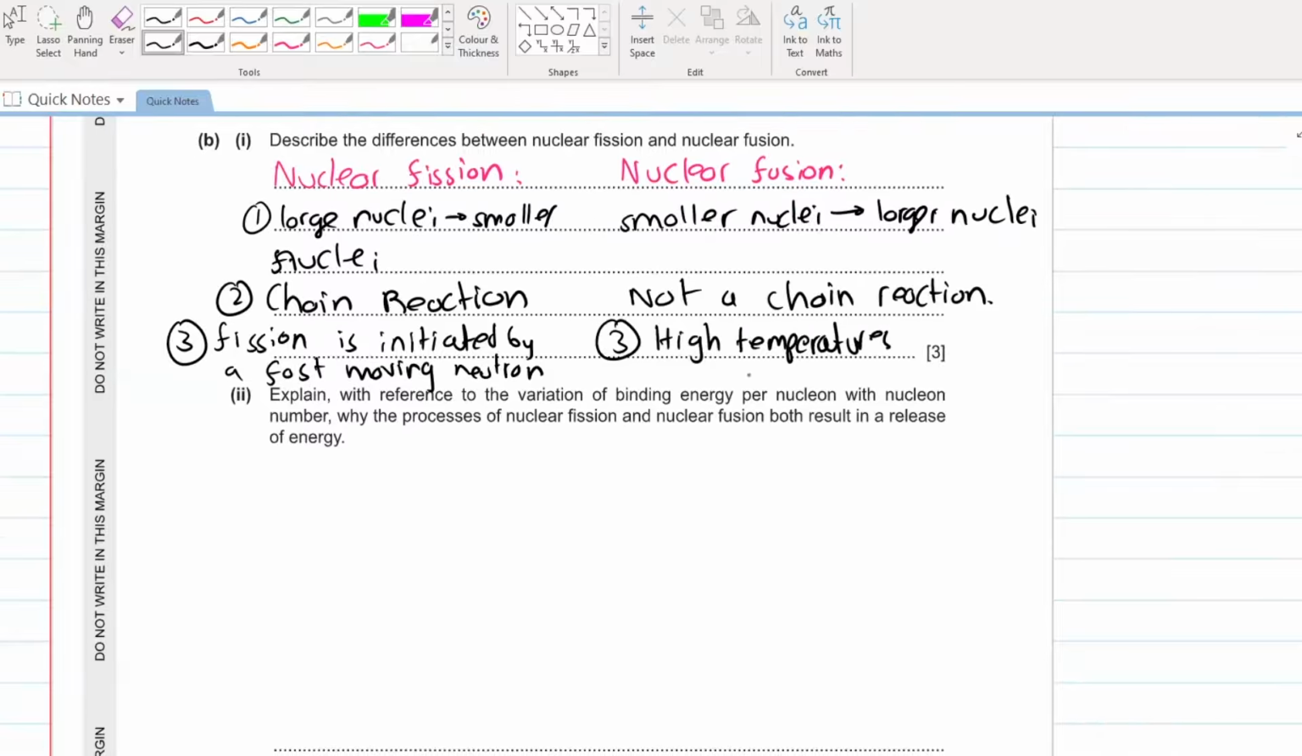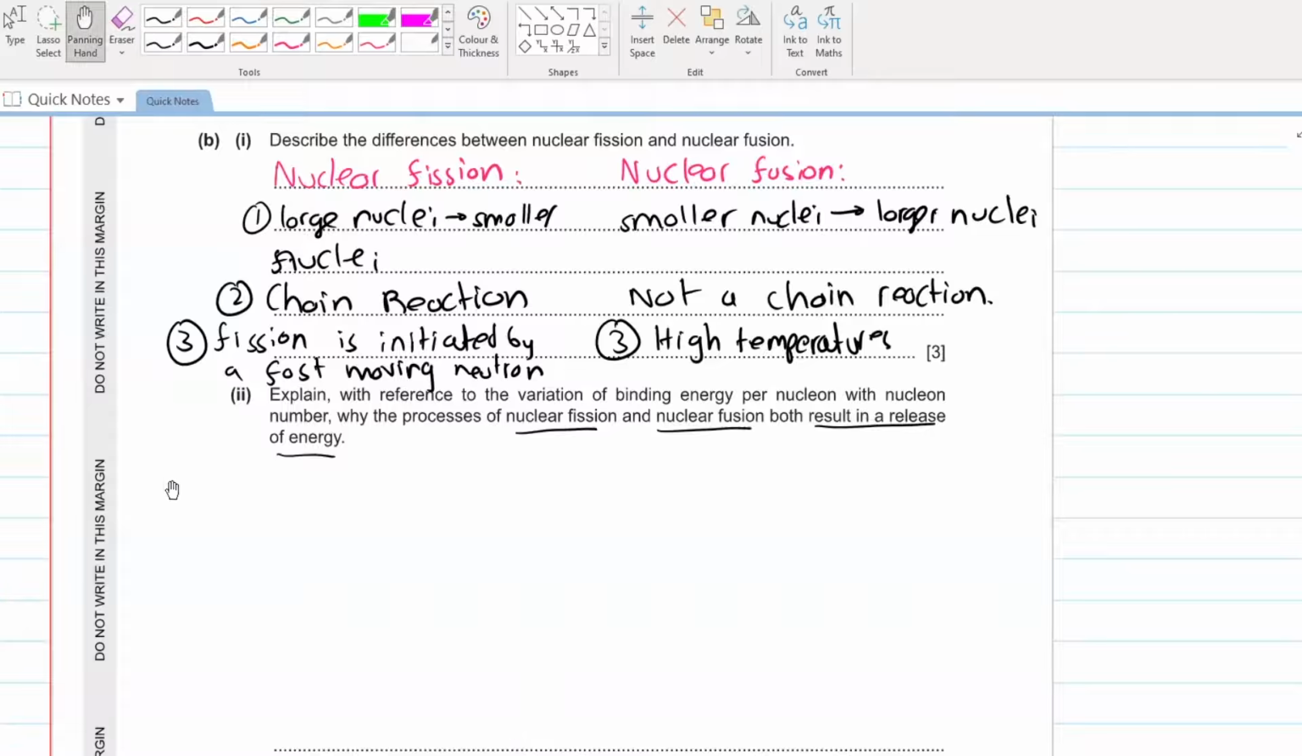Explain with the variation of binding energy per nucleon with nucleon number why the processes of nuclear fission and fusion both result in a release of energy. What a beautiful question. Why do both fission and fusion involve a release of energy? What can we do here?